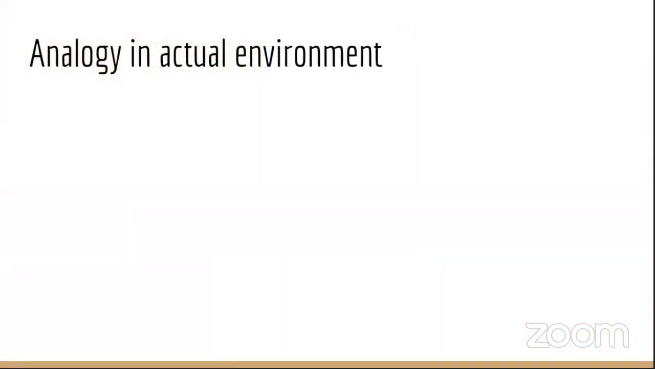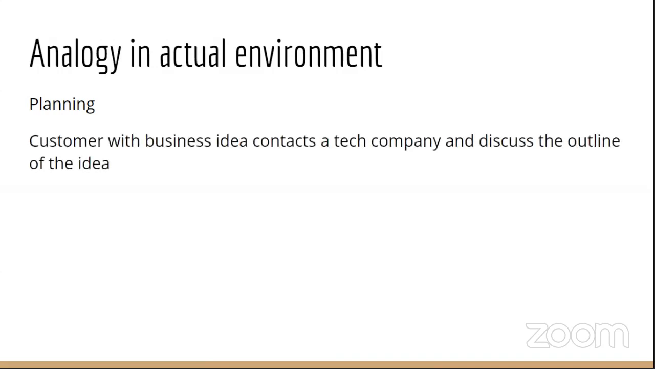So let's analyze the actual environment of how software is developed, starting from the customer section, from receiving to the tech industry till the customer again. So what happens? Planning is one of the basic features of what the software development lifecycle works on. What does planning mean? Well, the customer that has a business idea contacts a tech company and discusses the outline of the idea, which means that the details or the rough idea of what the customer wants is being explained to the tech company, which then comes up with a rough design of how to proceed.